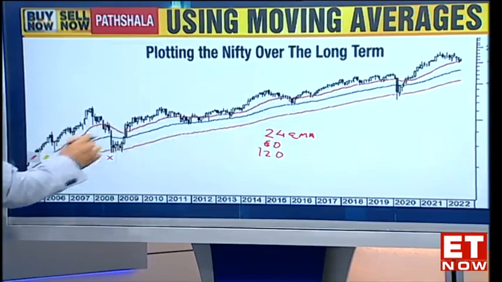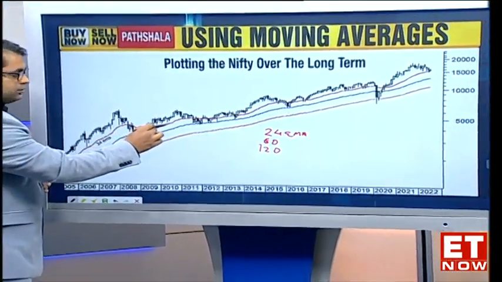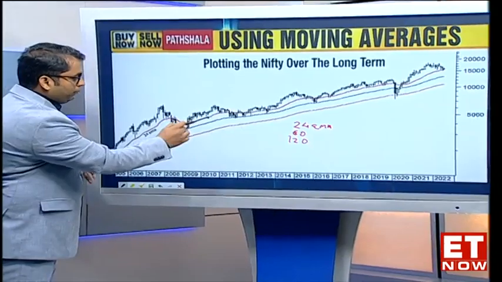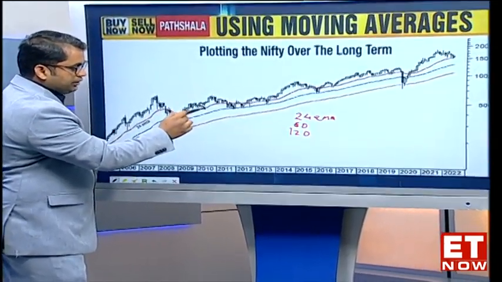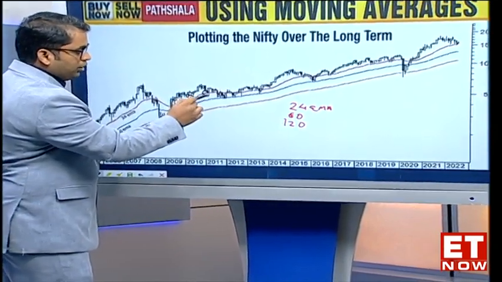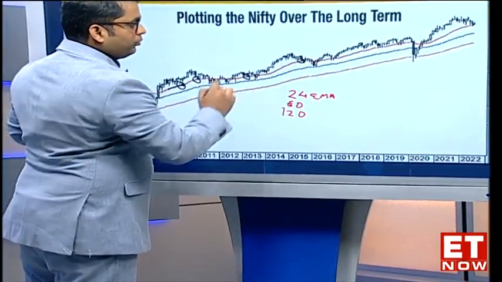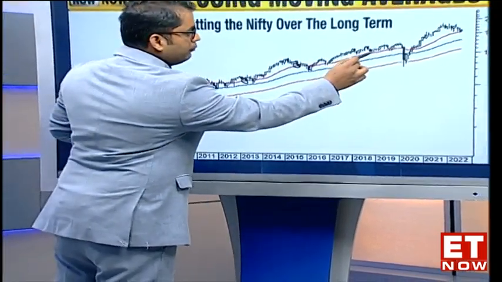So the first one which you can see over here on the charts, this is the 24 moving average. Why is this important? Because as you can see, whenever the index gets into a corrective phase, the correction tends to end closer to this 24 exponential moving average on the monthly charts. So these are the small minor corrections where the index tends to end the correction closer to these moving averages.